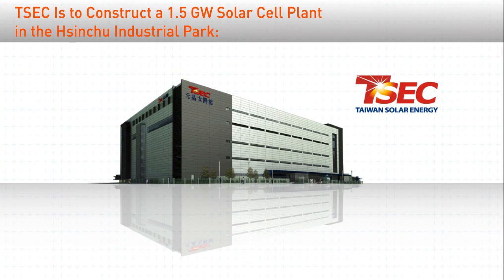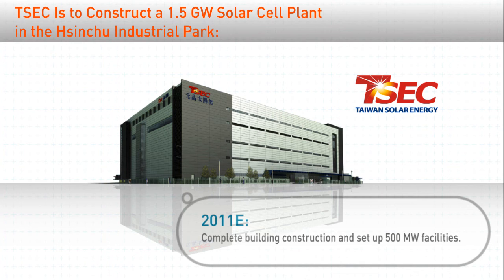TSEC is to construct a solar cell plant with an annual production capacity of 1.5 gigawatts in the Hsinchu Industrial Park of Taiwan. The first stage 500 megawatt production line will be set up in May 2011. The second stage 500 megawatt production line will be built in 2012, expanding the annual production capacity to 1 gigawatt. And the third stage 500 megawatt production line will be built in 2013, expanding the annual production capacity to 1.5 gigawatts.